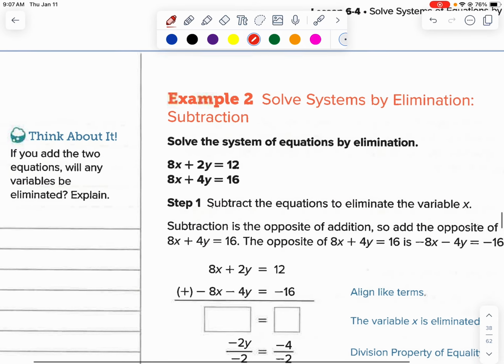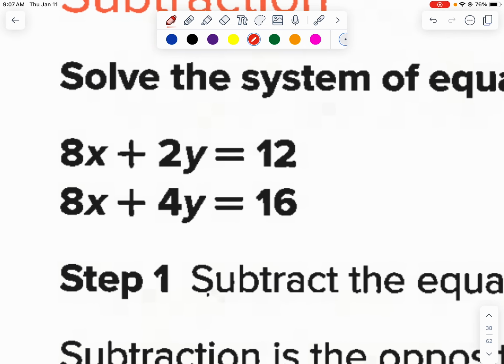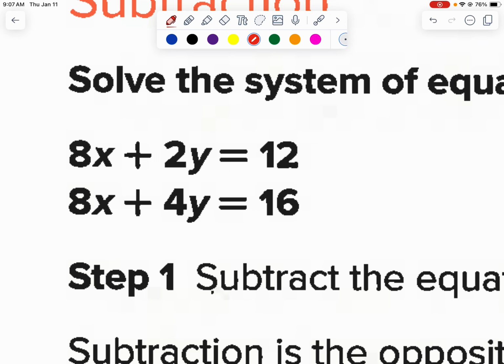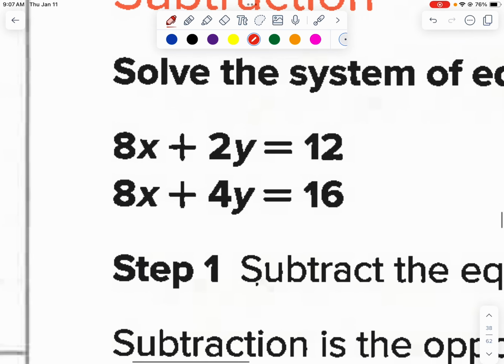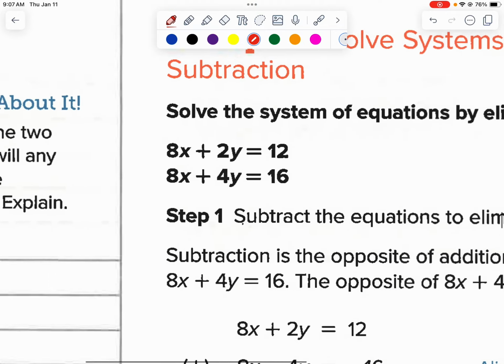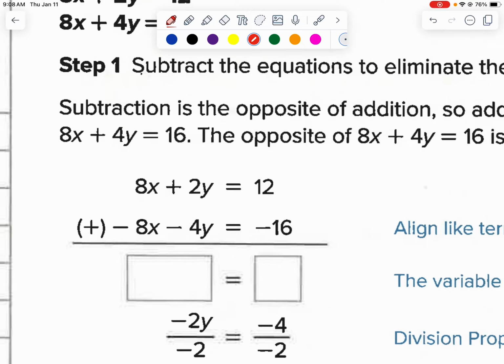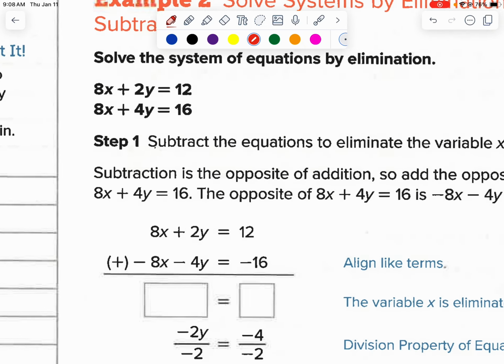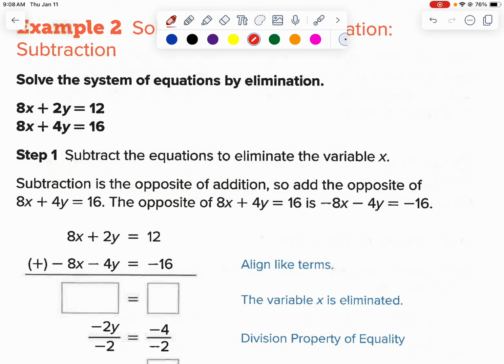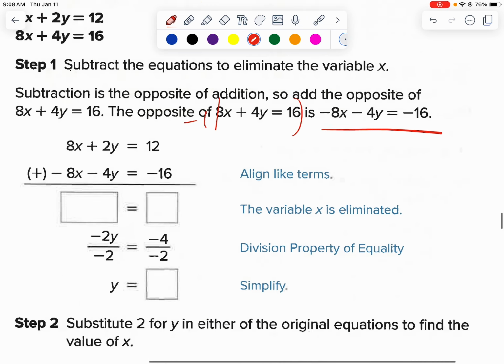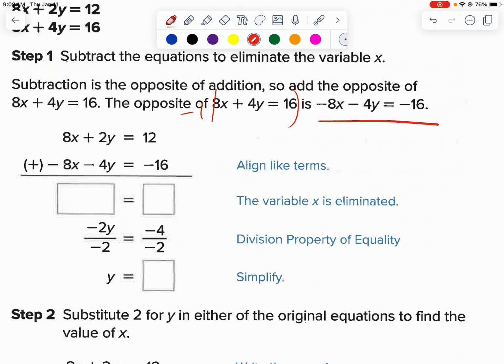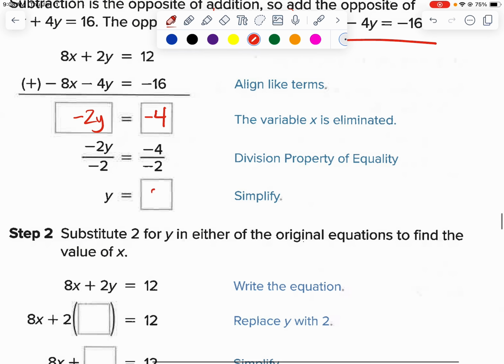But okay, we're going to do another example. So on this one, these 8 x's are opposite each other. So we're going to subtract. So that means on the second equation, we multiply by a -1 by everything, and you get this. So that would get me 0. This would get me -2y. This would get me -4. I divide by -2, and I get 2.